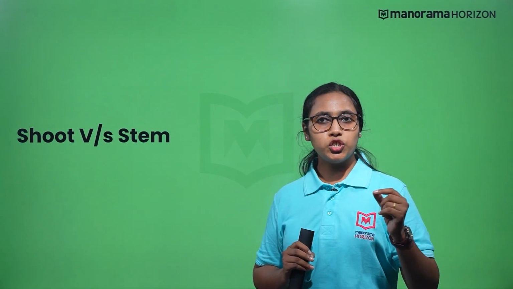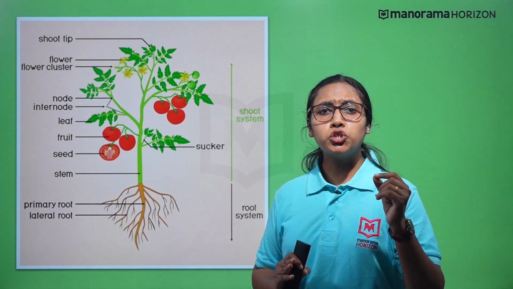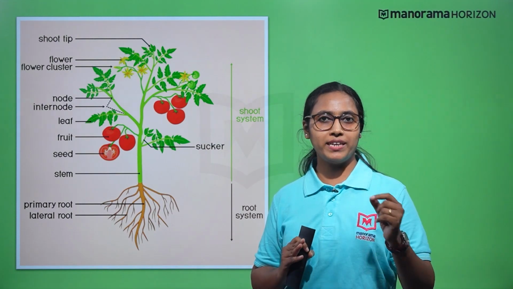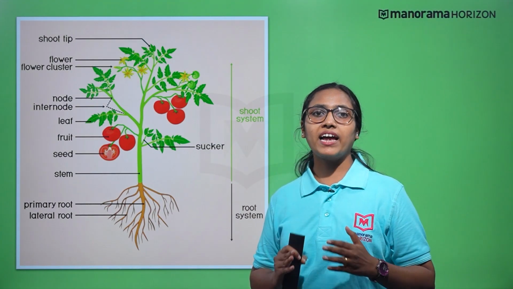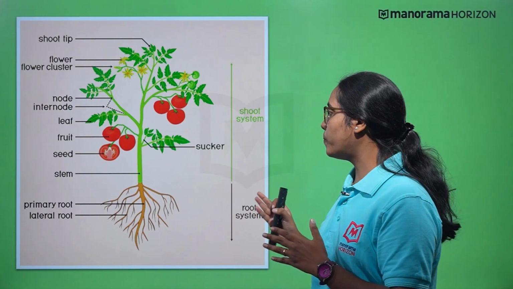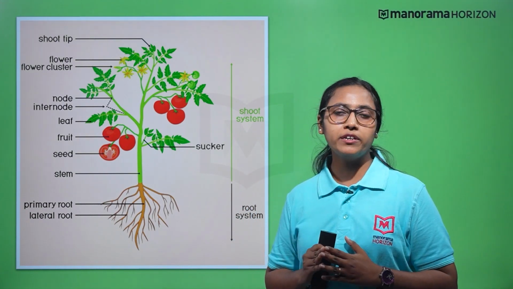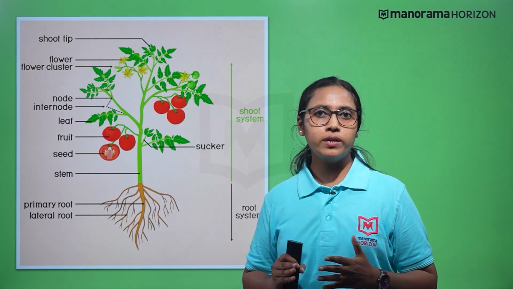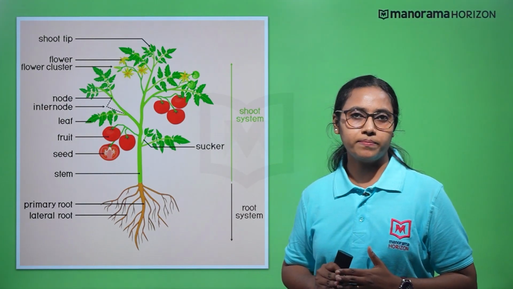Are the terms shoot and stem similar? Absolutely not. Shoot is the part of a plant above the ground and consists of the main stem, leaves, buds, flowering stem and flowering buds. The shoot is responsible for food production, while the stem is only a component of the shoot. It is responsible for conducting food, minerals and water around the parts of the plant.